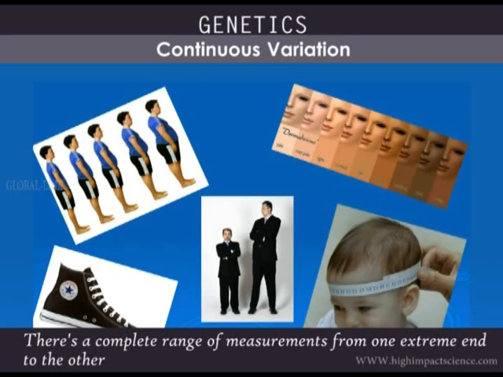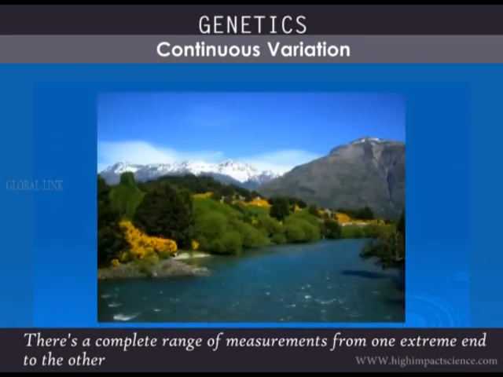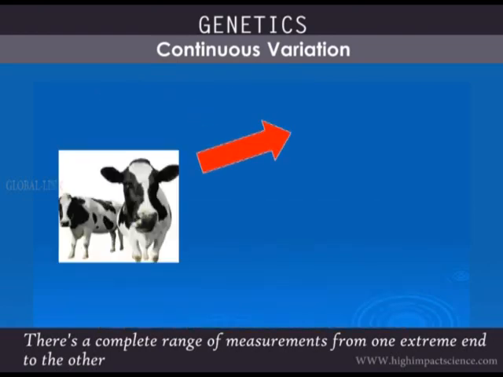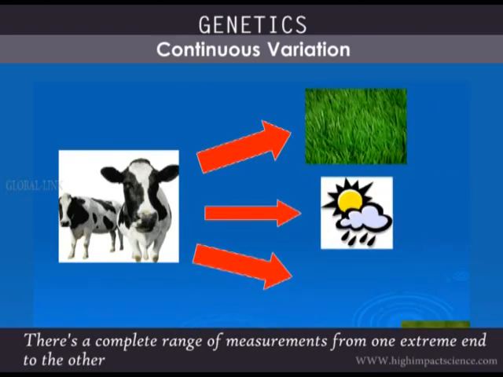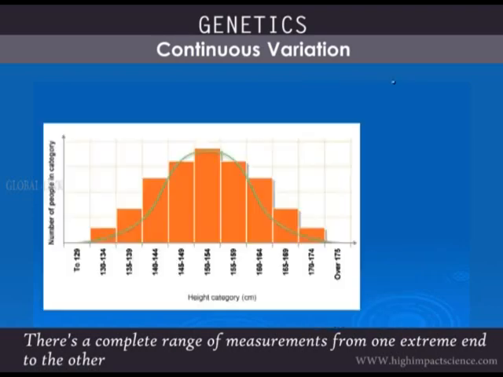Continuous variation is often significantly affected by environmental factors. The environment where an organism lives has a significant influence on them. For instance, milk yield in a cow is not only determined by their genetic makeup, but also by environmental factors like food, weather, and so on. Continuous variation is graphically depicted by a histogram showing a typical bell-shaped distribution curve.